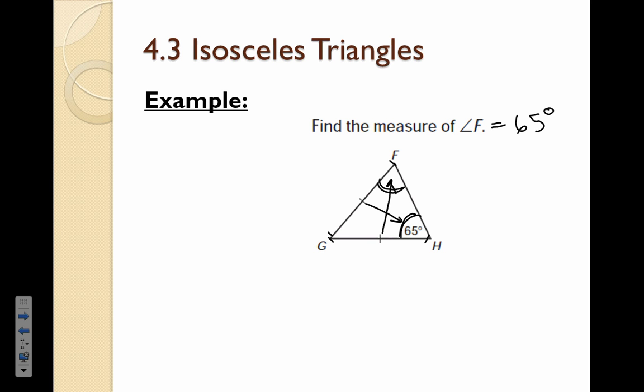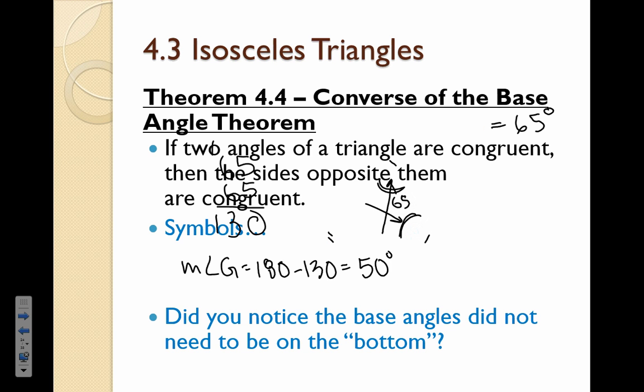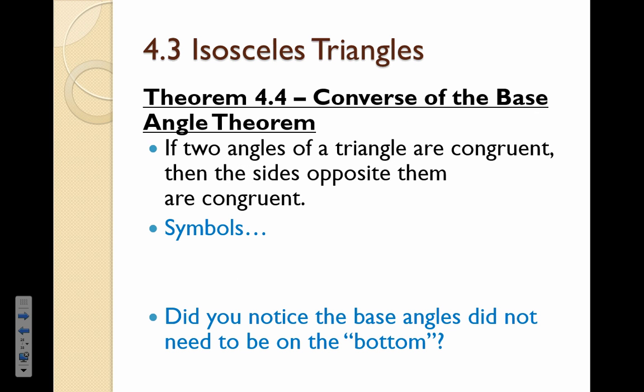Now an extension of that is, what is the measure of angle G? How would we figure that out? We'd use the triangle sum theorem. So this is 65, 65, we get 130, so the measure of angle G equals 180 minus 130 to give us 50 degrees. 50 degrees.